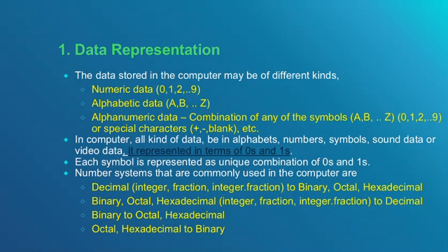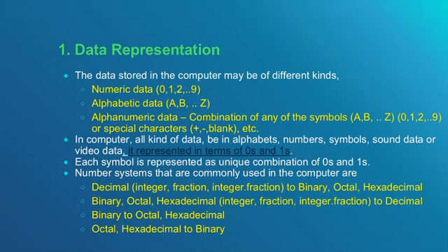The data are stored in the computer in many different formats. We'll be using numeric data, alphabetic data and alphanumeric data. Numeric data uses the symbols from 0 to 9, and alphabetic data uses the characters from A to Z. Alphanumeric data is a combination of symbols like A to Z, 0 to 9 and special characters like plus, minus, blank symbol and so on.